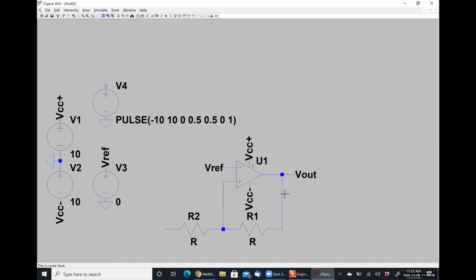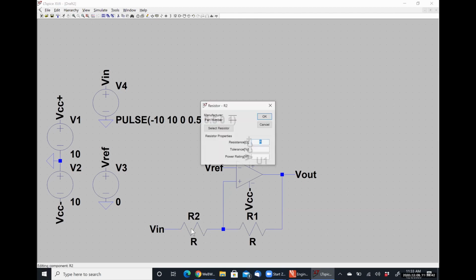That's the wrong thing. The V in goes here and here. And I should be good to go. Oh, I need to define resistor values. So just for the sake of argument, let's do 5K on both.